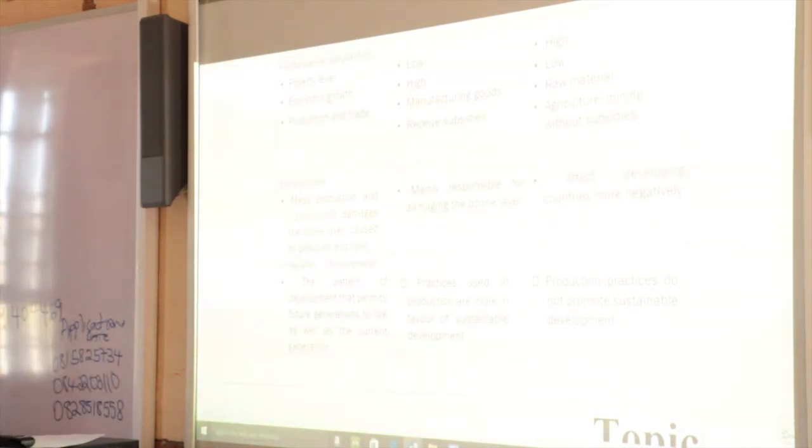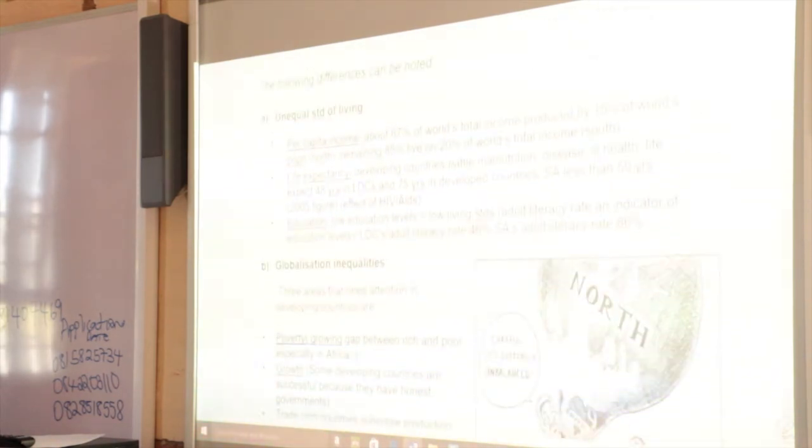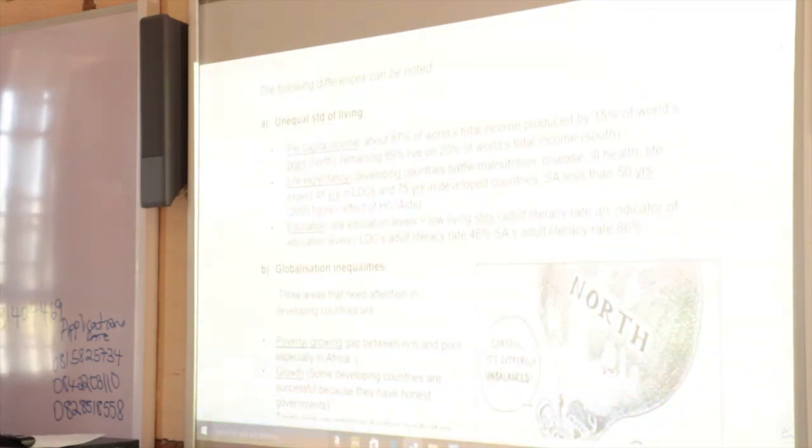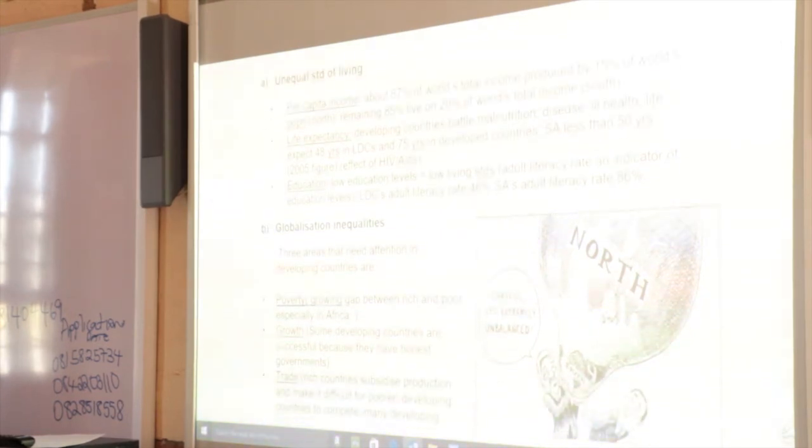I think just to add to that, we can see the comparison between these two countries. Unequal standard of living per capita, income, they now give us the statistics so that you can see 85% of the world's total income is produced by 15% of the world's population, which is the norm. So 85% is produced by 15% of the world's, and the remaining 85% live on 20%, which is the countries in the south.